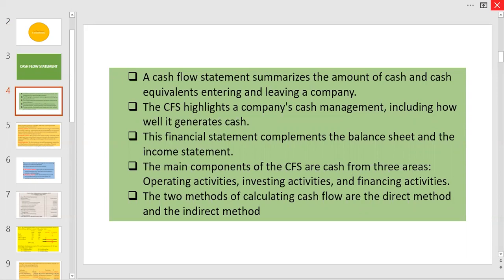The main components of the statement are cash from three areas, namely operating activities, investing activities, and financing activities. Usually, these are done in two different methods. One is the indirect method, the other one is the direct method.